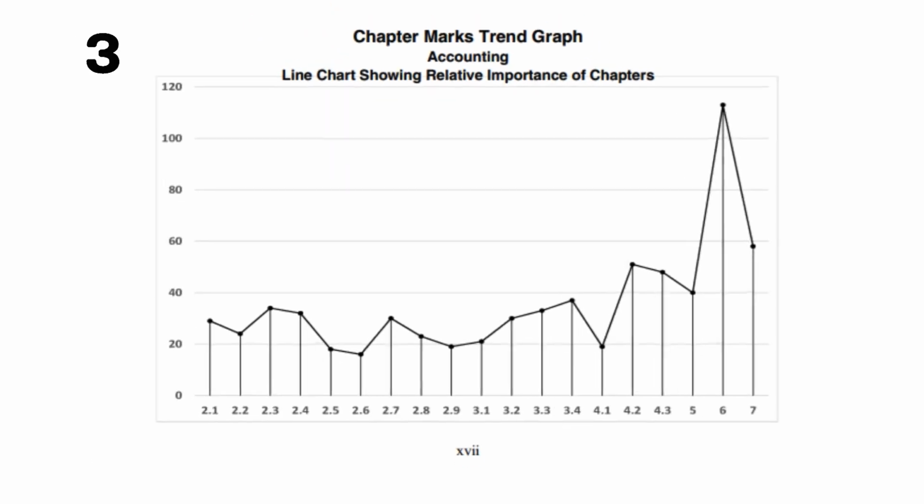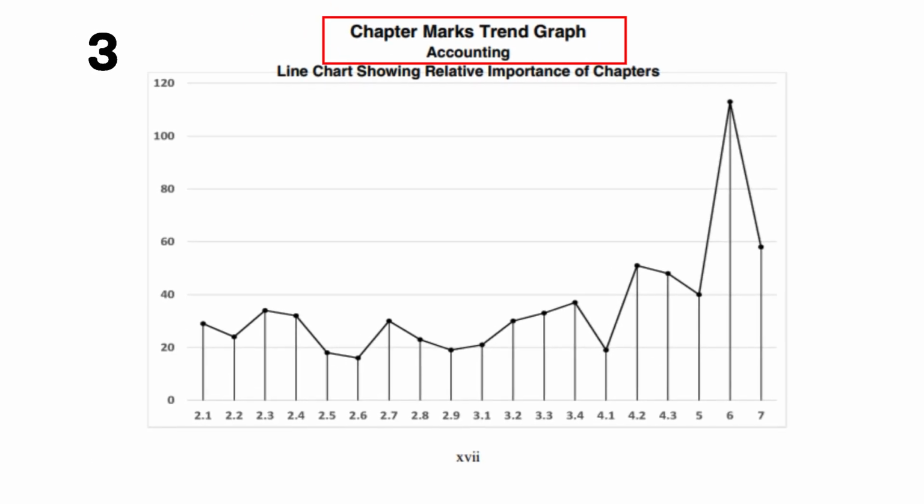Number 3, chapter marks trend graph. On page number 17, there's a line chart showing the importance of each chapter over the years based on marks distribution. This will help you focus on the right chapters. For example, high weightage chapters, focus on chapter 6, frequent peaks above 100 marks, prioritize high weight chapters.